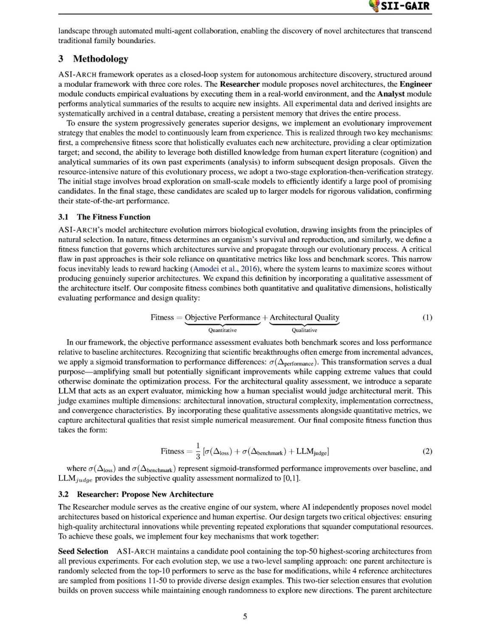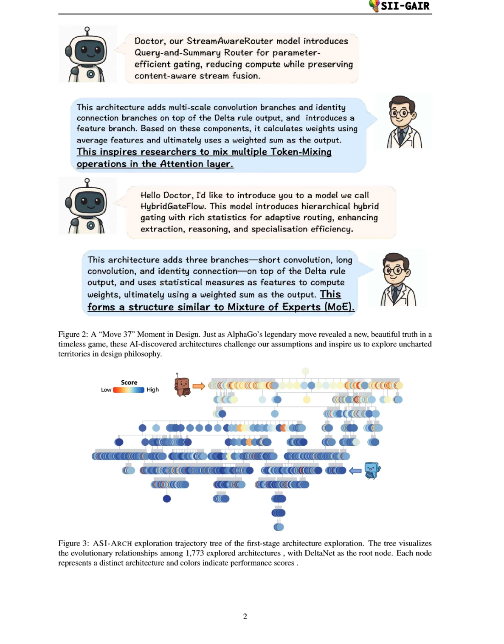Practically, it operates as a closed-loop system with a modular framework that includes a researcher, engineer, and analyst, enabling a comprehensive and efficient architecture discovery process that reduces the time and computational resources typically required for human-driven design efforts. Additionally, ASI-ARCH establishes the first empirical scaling law for scientific discovery, demonstrating that architectural breakthroughs can be scaled computationally, thus transforming research progress from a human-limited to a computation-scalable process.